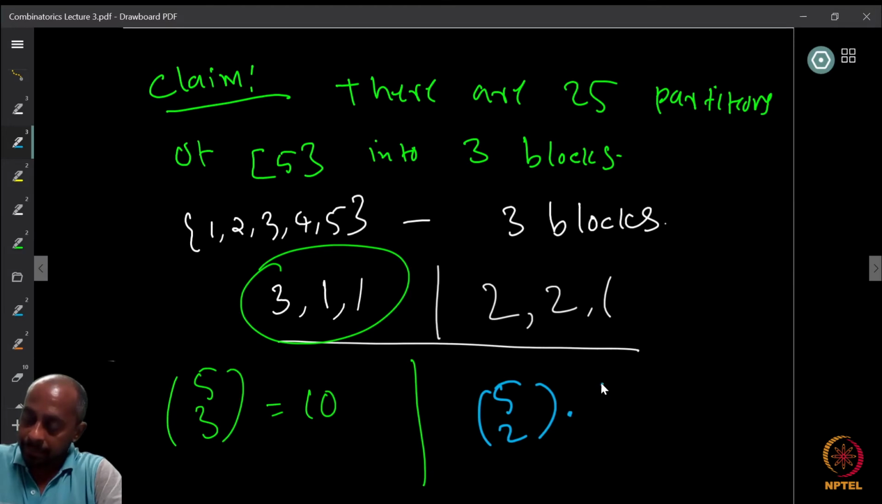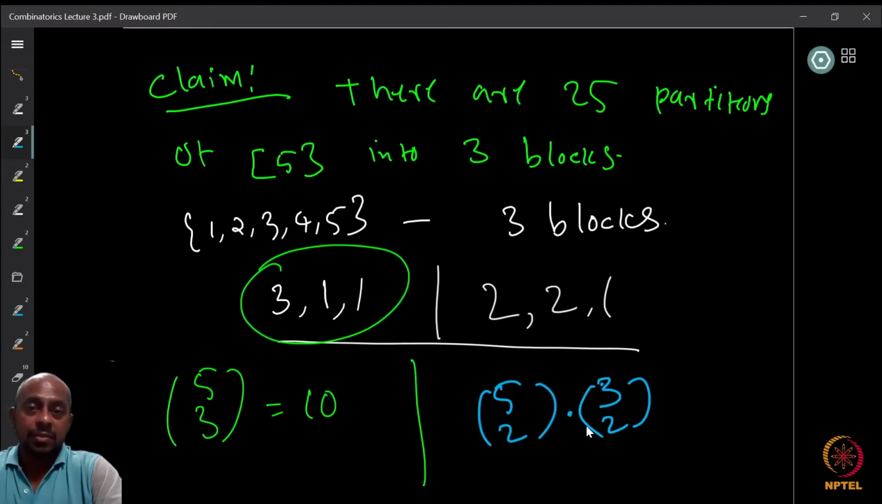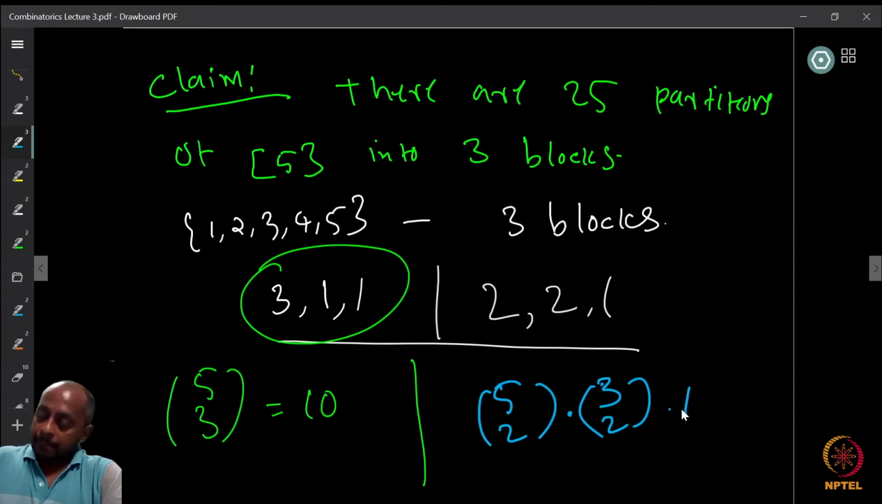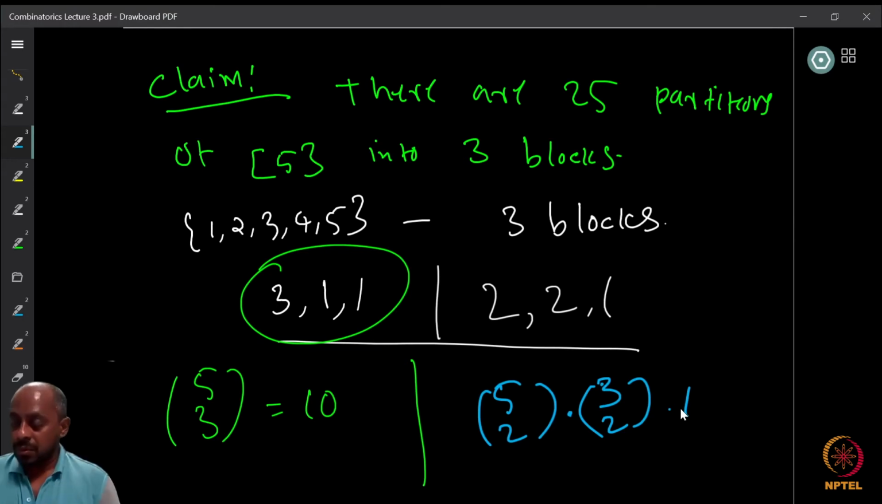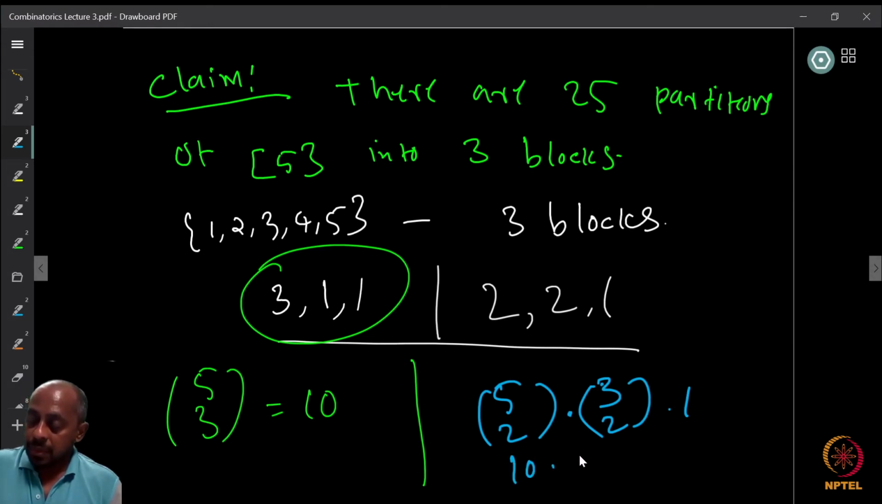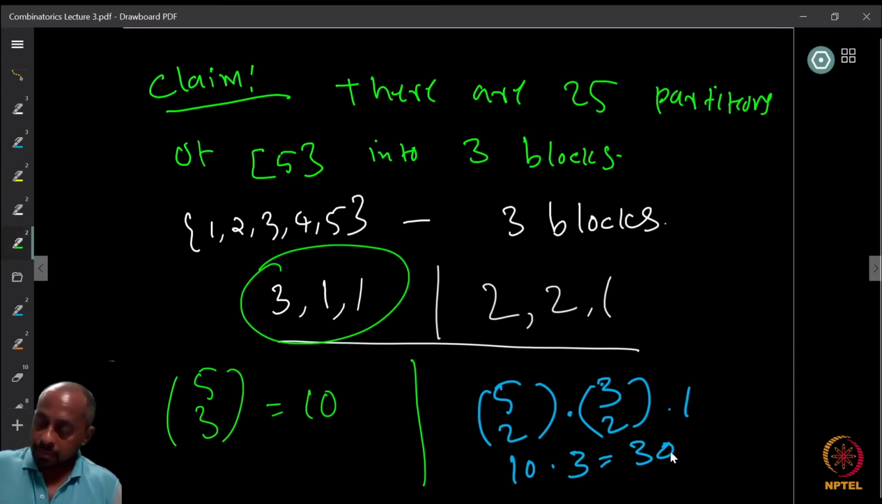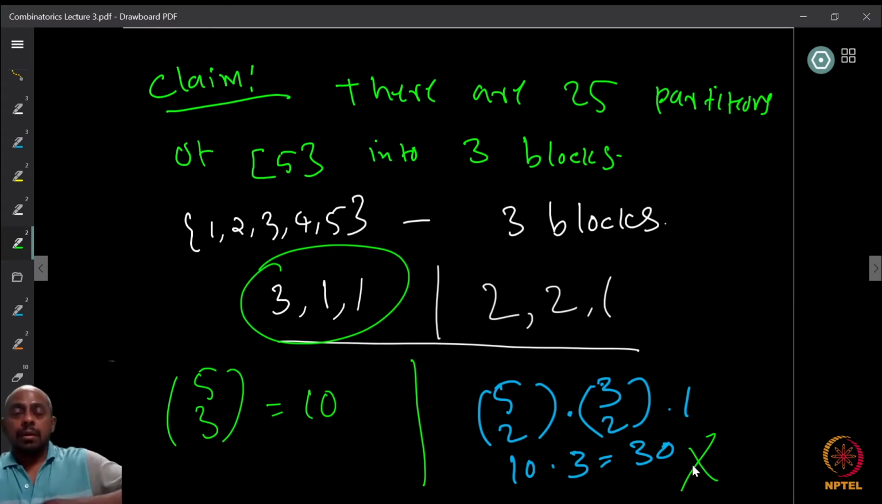I mean, not 5 choose 2. The remaining is 3 choose 2 possible ways. Then for the last one, there is no choice. But there is a problem. If you use the product rule here, 5 choose 2 and 3 choose 2, then 5 choose 2 is 10 and 3 choose 2 is 3, so 10 times 3 is equal to 30. But I claim that this is wrong. Why is this wrong?